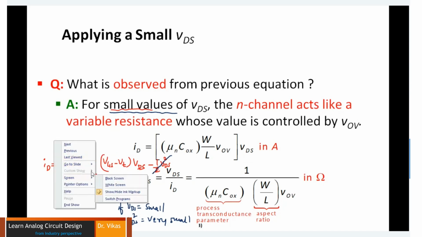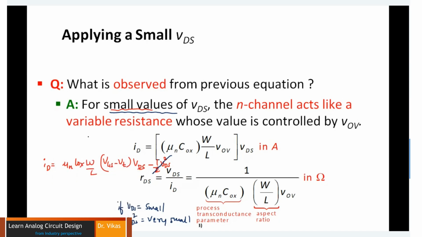Now, based on this particular equation, I'm going to take out one important aspect. If I bring this VDS down over here, I can represent ID by VDS something like this, equal to mu n Cox W by L VGS minus VT.